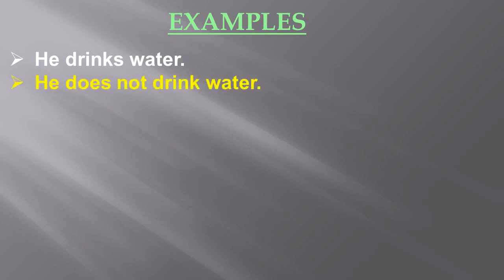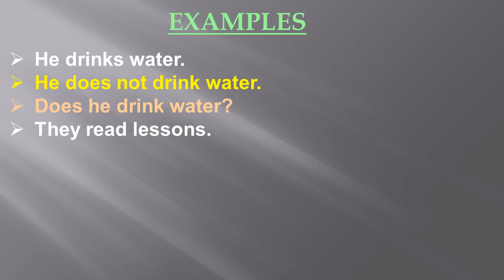So, examples of present indefinite tense. First is, he drinks water. As the subject is third person singular, that is he, we have used the first form of the verb with s. He drinks water. Now change this into negative. The answer will be, he does not drink water. Does is used with third person singular. Now interrogative: the auxiliary or helping verb, that is does, will come forward, then subject and object. Does he drink water?